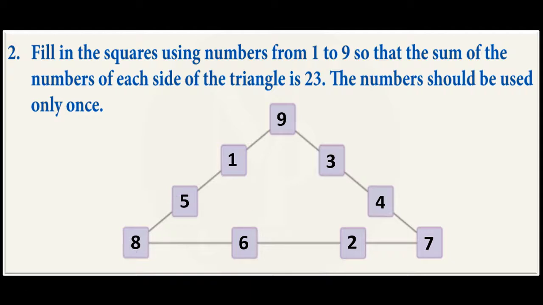So now if you add the numbers along any side of this triangle, the sum will be equal to 23, and we have used the numbers from 1 to 9 only once. So this is the answer for this question.